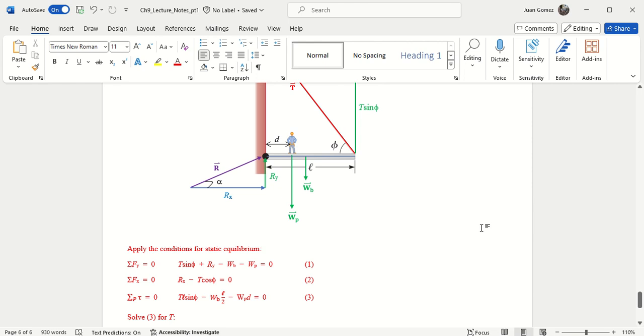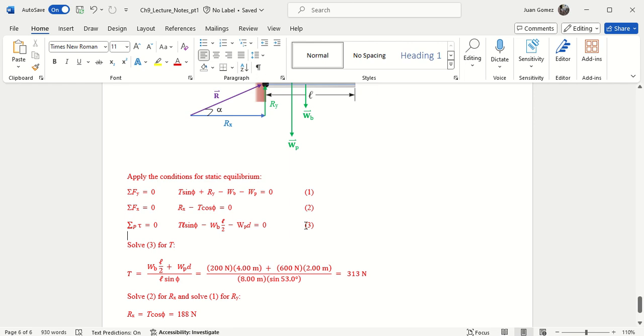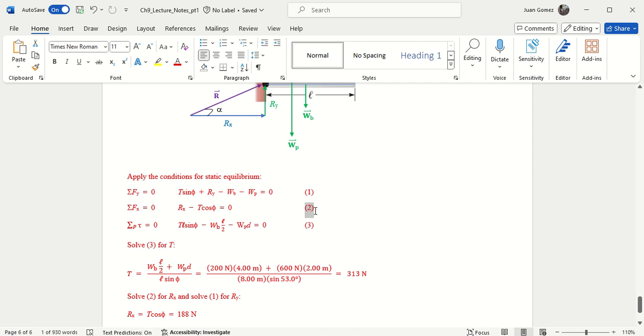Now, then go backwards. The rubric is always solve equation 3 for the tension, then solve equation 2 for Rx, then solve equation 1 for Ry. So the algebra is very basic. I'm taking equation 3 and solving it for T, and you get this expression, WBL over 2 plus WPD all over L sine phi is equal to T. Plug in the numbers, and the magnitude of the tension force is 313 newtons.